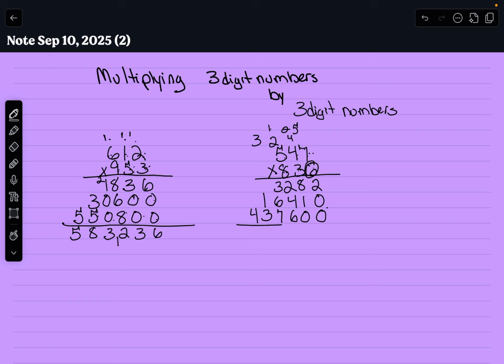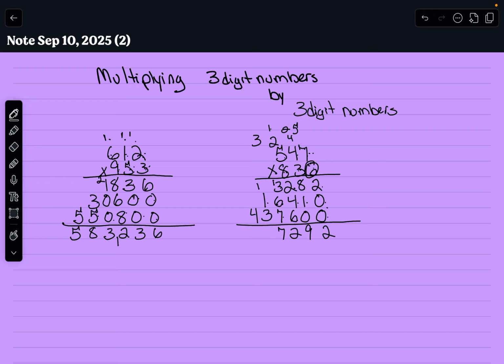Now we're going to go ahead and add our problem up. 2 plus 0 plus 0 is 2. 8 plus 1 is 9. 6 plus 4 is 10. 10 plus 2 is 12. Carry your 1. 7 plus 6 is 13. 13 plus 3 is 16. And 16 plus 1 is 17.